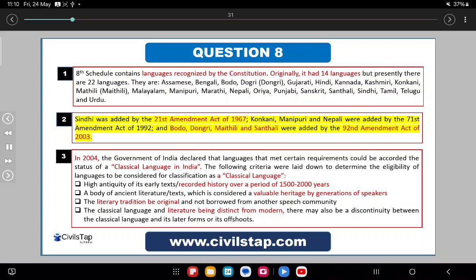1. Sindhi was added by the 21st Amendment Act of 1967, Konkani, Manipuri and Nepali were added by the 71st Amendment Act of 1992, and Bodo, Dongri, Maithili and Santhali were added by the 92nd Amendment Act of 2003.